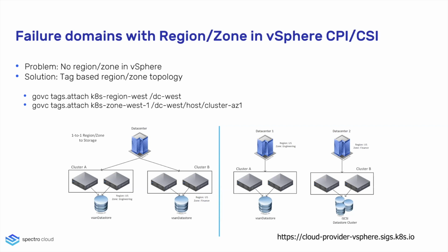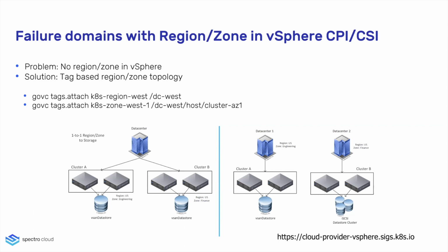So when the Kubernetes nodes are launched within a certain compute cluster that is configured with a zone tag, the CPI will automatically label the node with the corresponding fault domain information. And similarly for the volumes, the CSI will add the node affinity rules for the persistent volumes that are created within each of the fault domains.